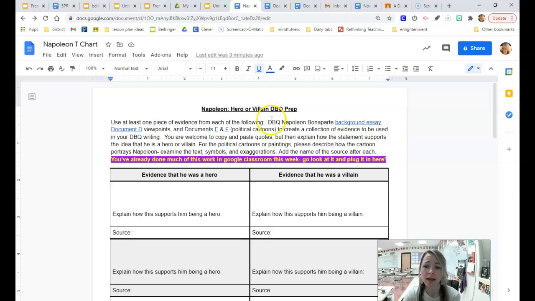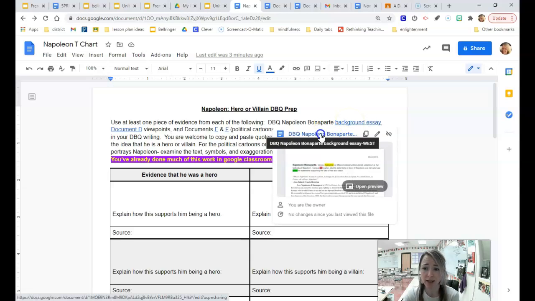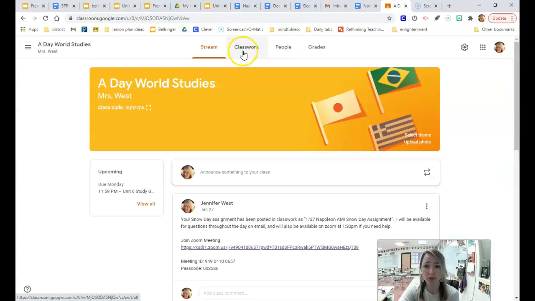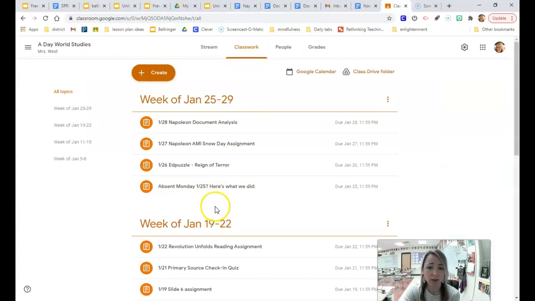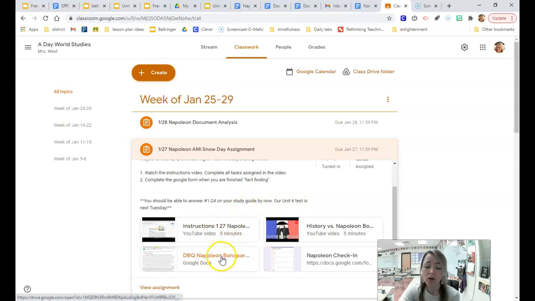The first one is the DBQ Napoleon Bonaparte background essay. If you click on this link, it will take you to that essay, but it will not be the one that you highlighted. If you want to go back and look at the one you have already done work on, go into Google Classroom, go to your classwork, and for your AMI snow day assignment, whatever you turned in there should be your DBQ Napoleon Bonaparte essay that you have already highlighted in green and red.